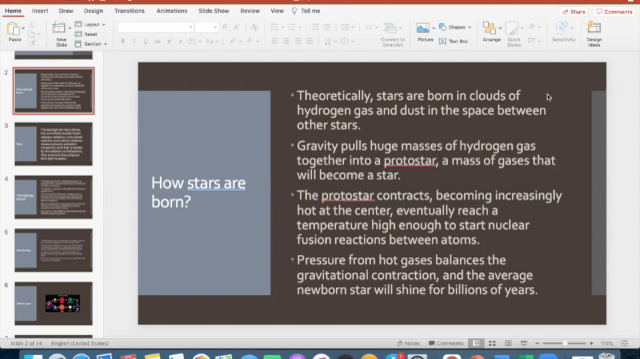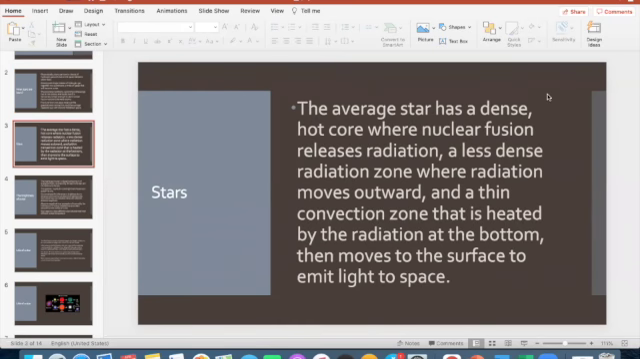And so the protostar contracts, becoming increasingly hot at the center and eventually reaching a temperature high enough to start nuclear fusion reactions between those molecules and atoms. The pressure from those hot gases balances the gravitational contraction, and the average newborn star will shine for billions of years before it eventually dies out. So these are how stars are born.